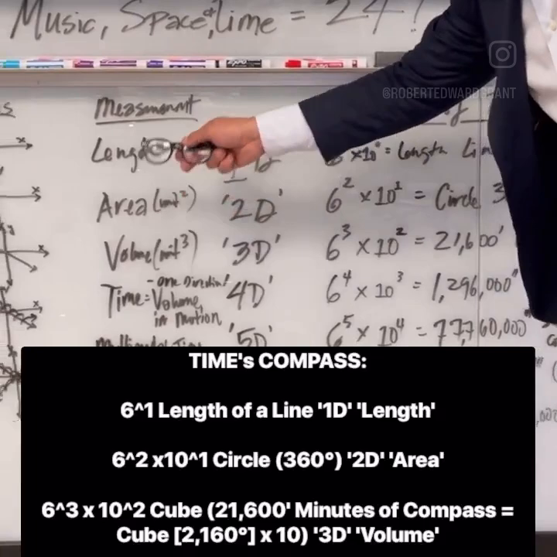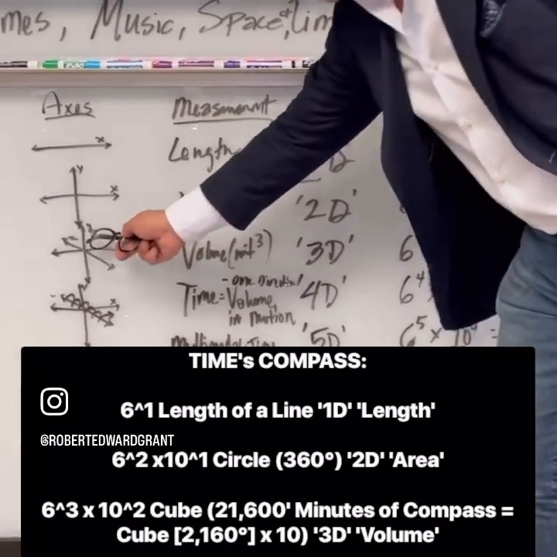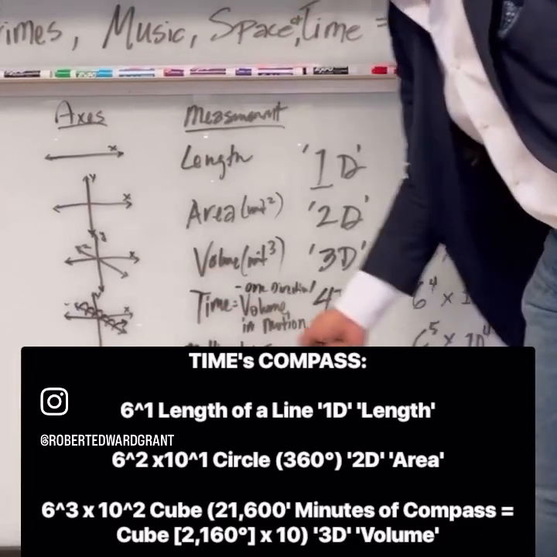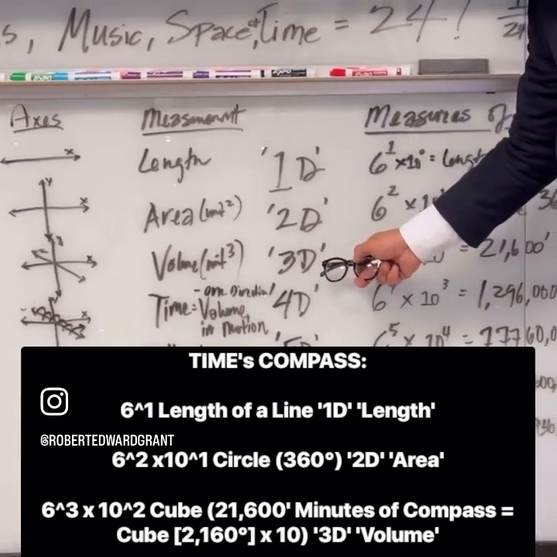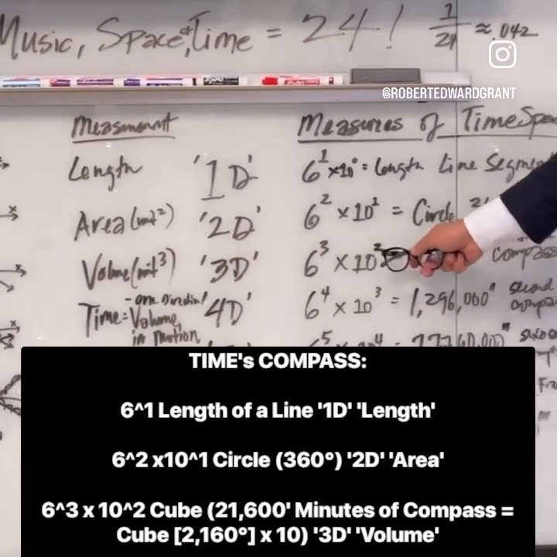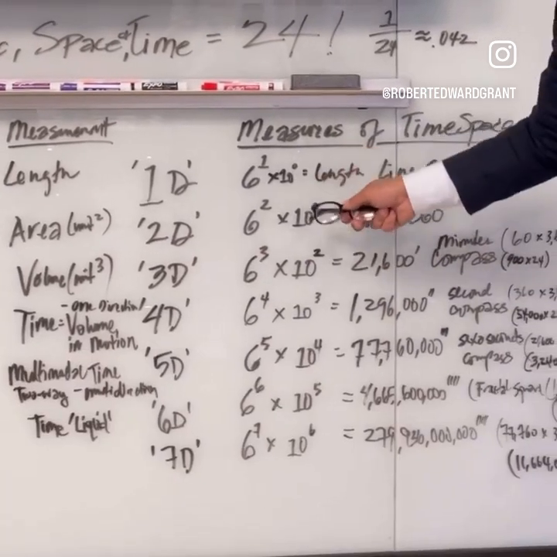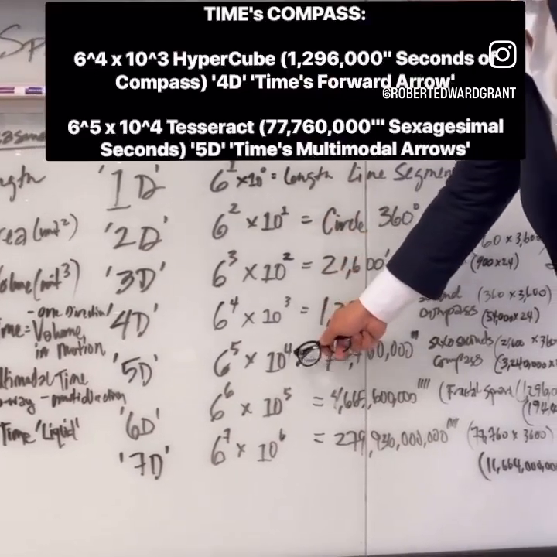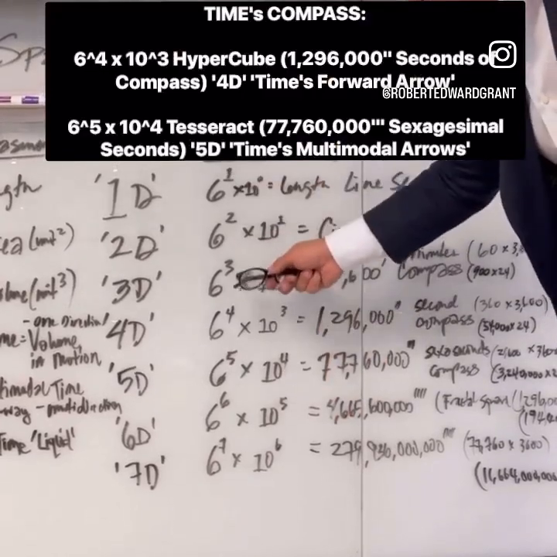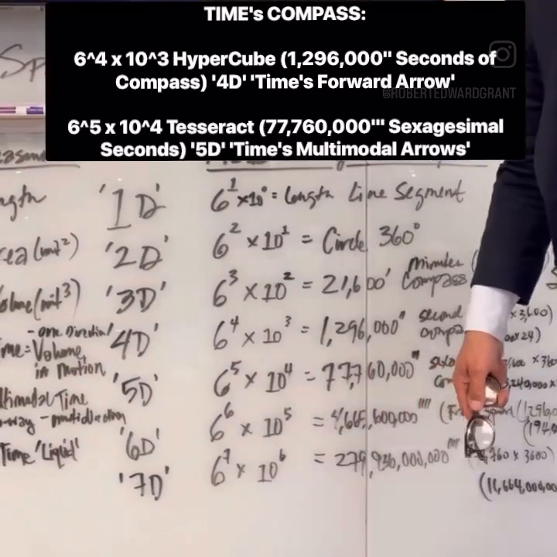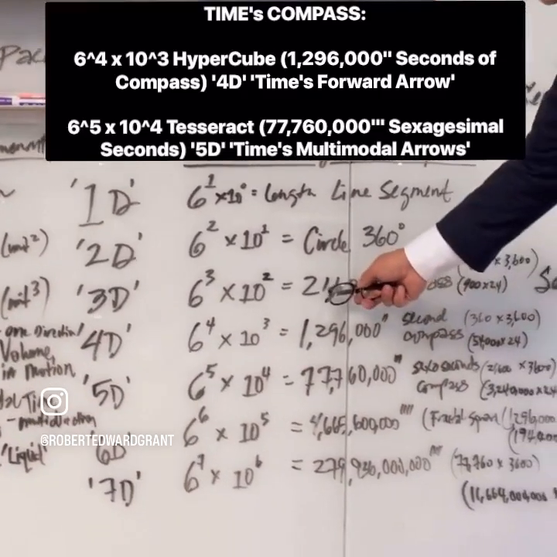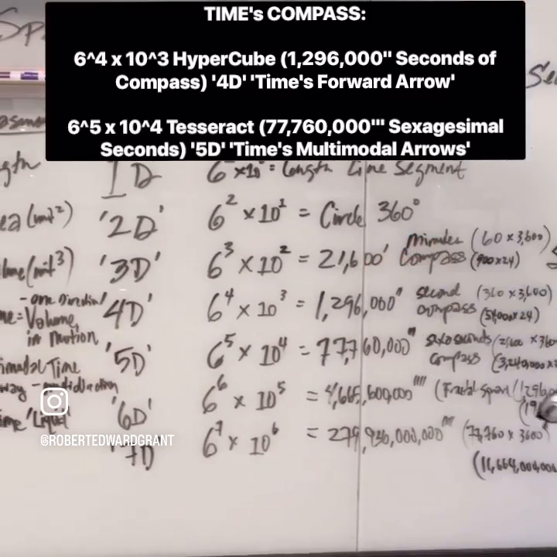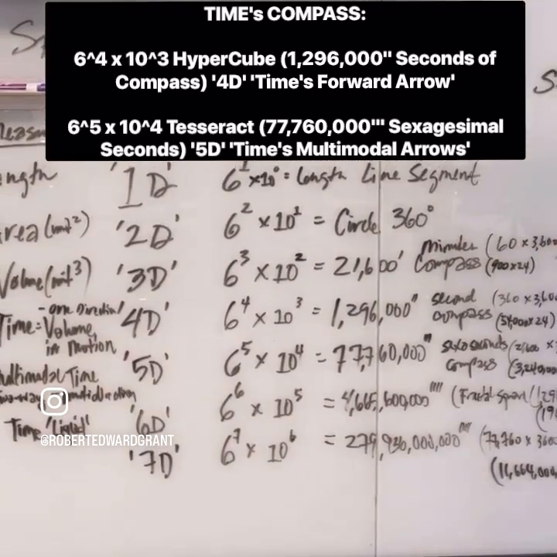So now we have a z-axis that we've added over here. So we've got an x-axis, a y-axis, and now a z-axis. We're going to measure this in volume, units cubed. Third dimension, 6 to the third power times 10 to the second. Notice 10 to the 0, 10 to the first, second, third, fourth, fifth, sixth, and then 1, 2, 3, 4, 5, 6, 7. This is how we define dimensions. In the third dimension, we have 21,600 minutes. That's the number of minutes in a compass.